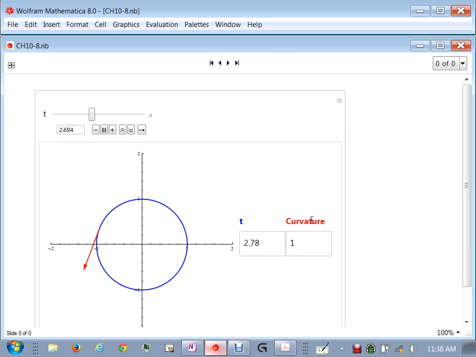As I move around, the curvature is 1. I'm having the computer compute the curvature at every one of these points, and it's just staying 1 the whole time.